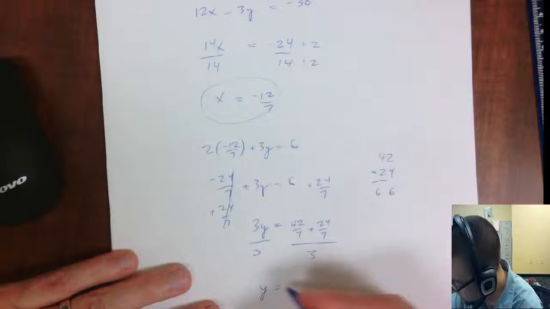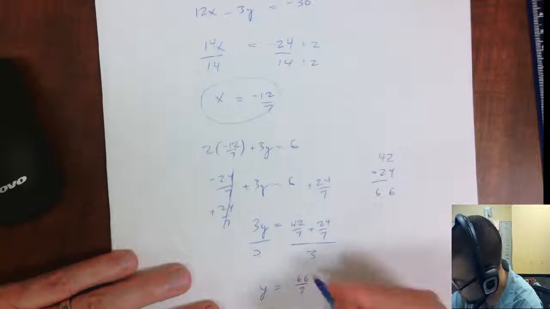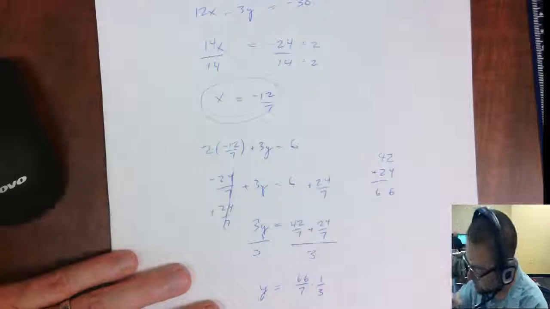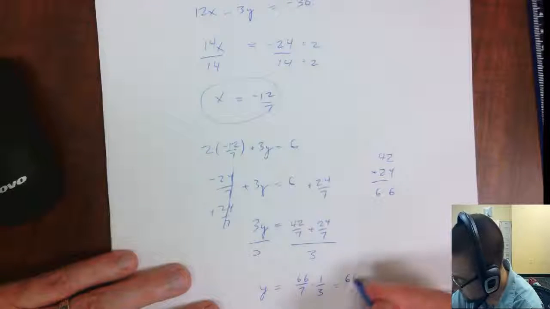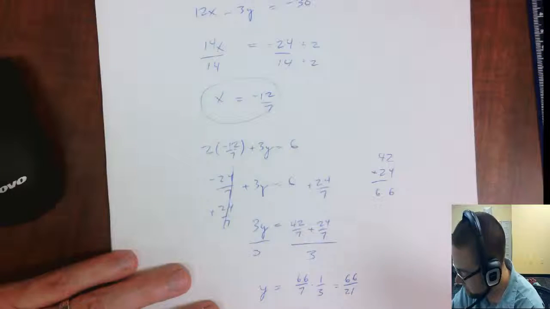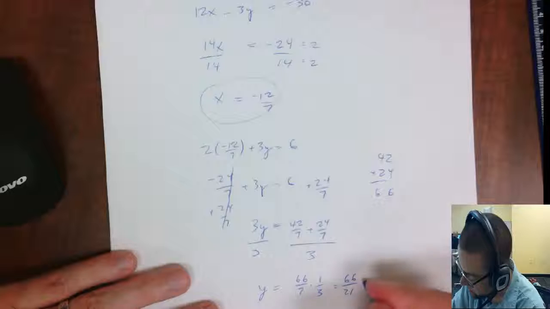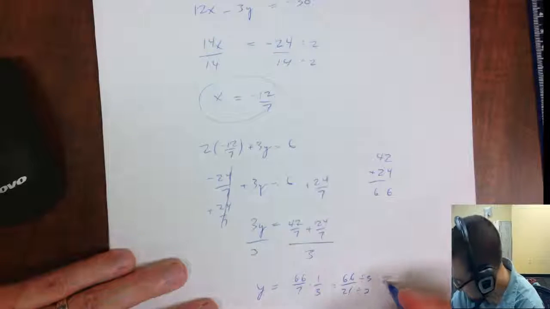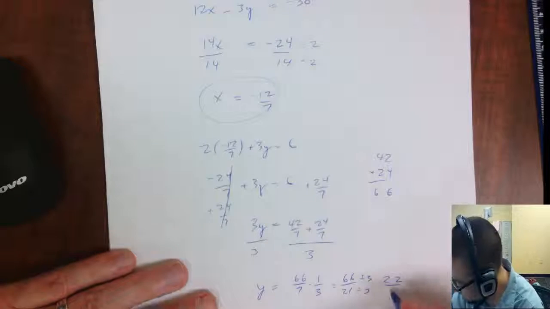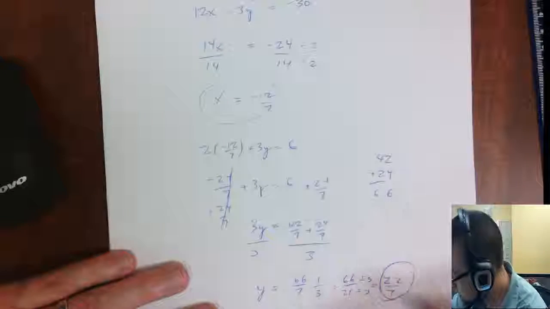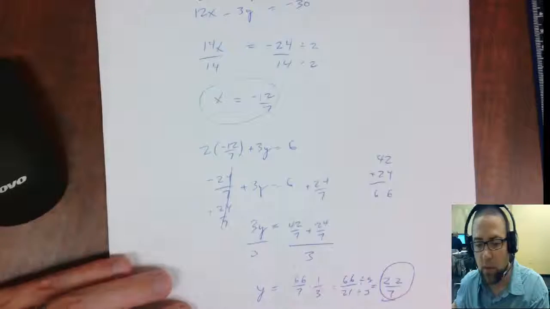So I'm going to have y is equal to 66 sevenths divided by 3, which is the same as multiplying by 1/3. So I get 66 twenty-firsts. And I could divide both of those by 3 actually. Sorry for the more difficult arithmetic, but it's 22 sevenths. Hey, that's my approximation for pi. Totally random, but came up with that.